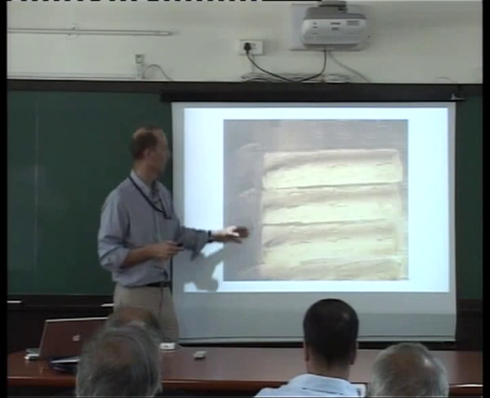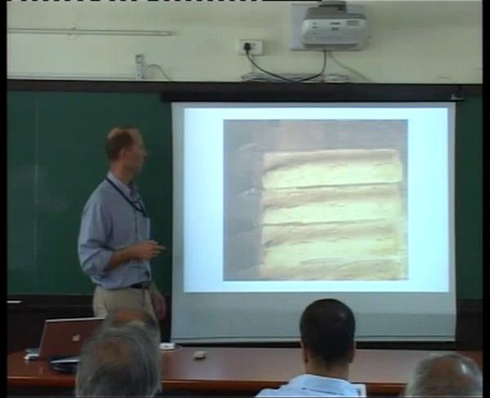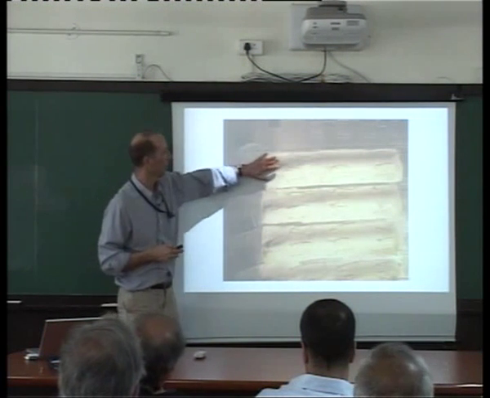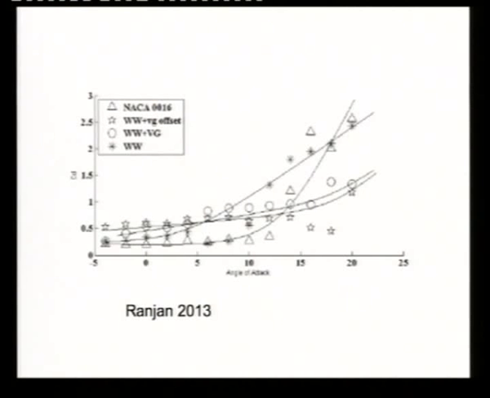We did a crude experiment. Pratik Ranjan, who it turns out is from Bangalore and came to Seattle for a couple of summers, mounted a wavy wall with vortex generators on an airfoil. We wanted to see if we could improve the high lift characteristics. This is a plot of the drag coefficient versus angle of attack of this NACA 0016 airfoil. And what I want to draw your attention to is the star data, where he observed a very low drag at remarkably high angles of attack.